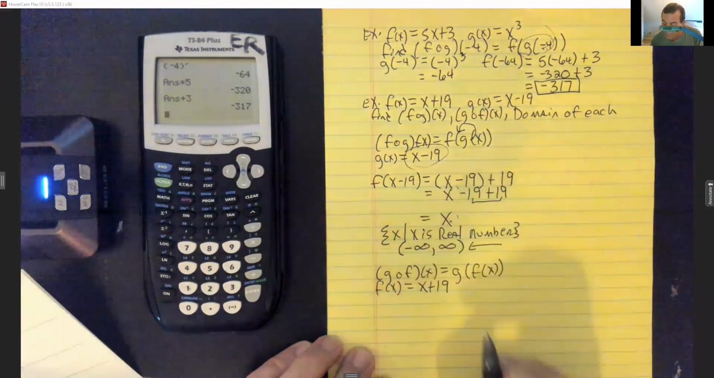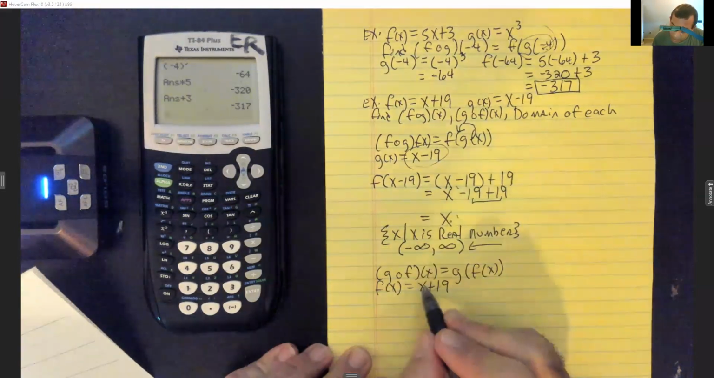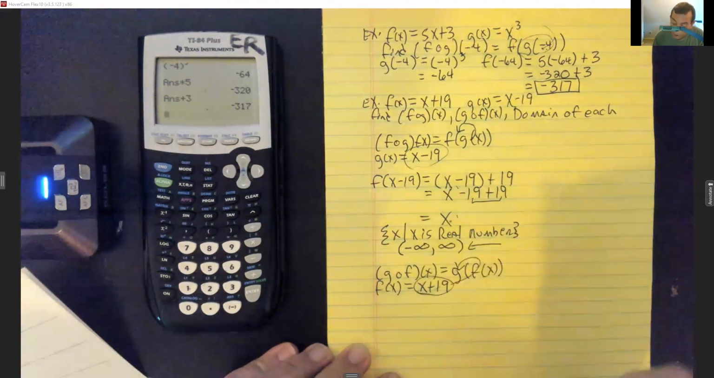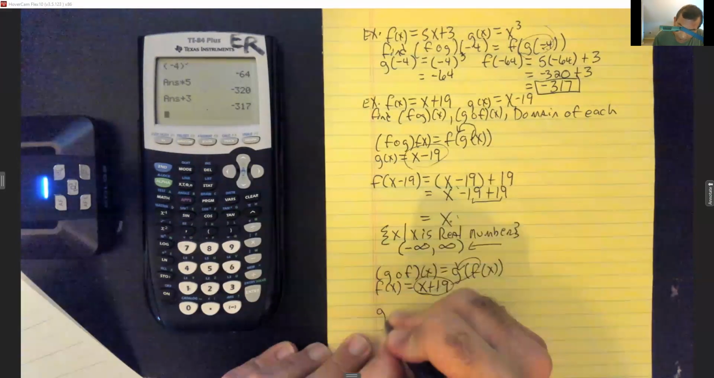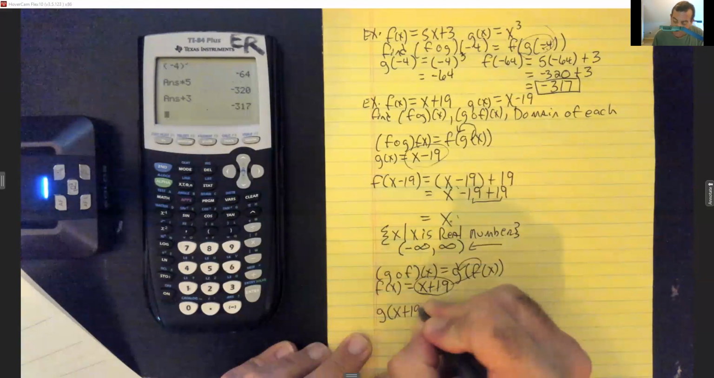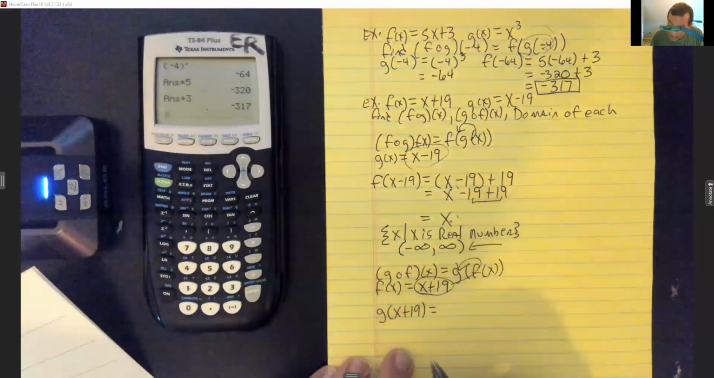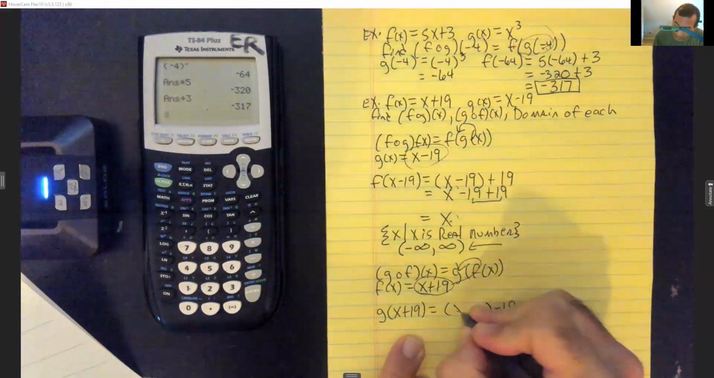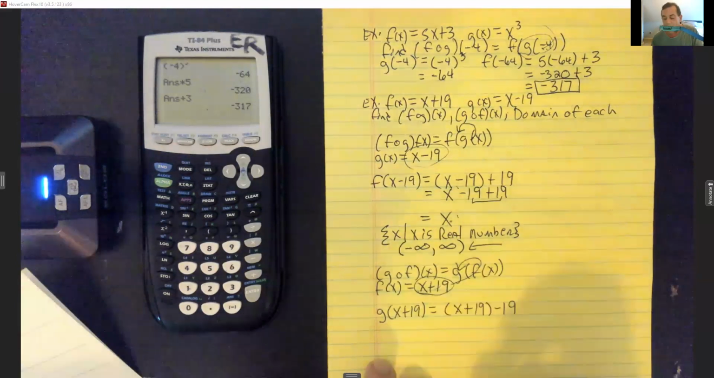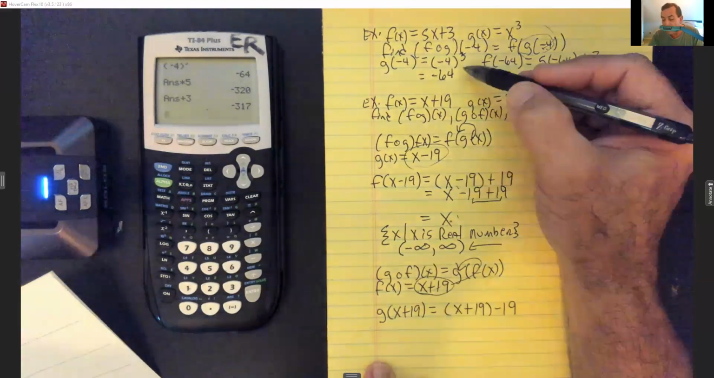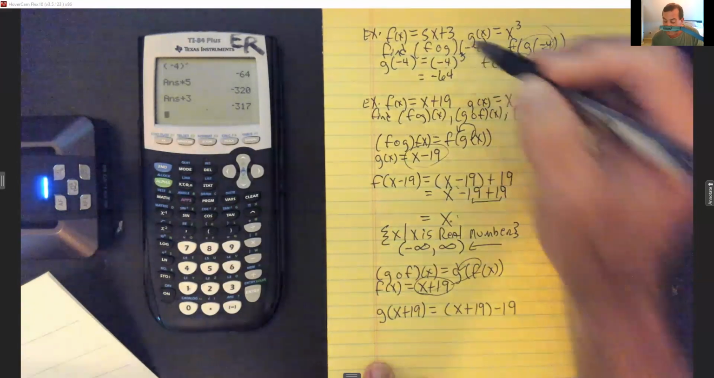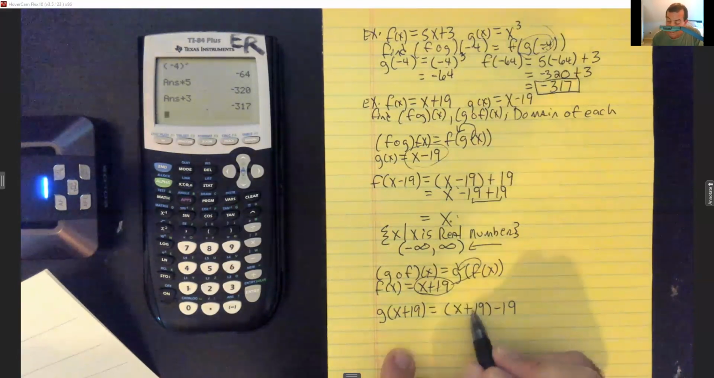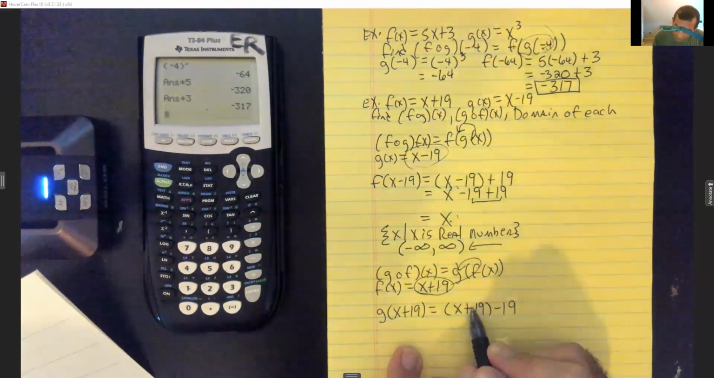So once again, we cannot simplify this, which means since f of x is x plus 19, this whole thing has to go into the g. So I'm finding g of x plus 19. I take my g equation, which is x minus 19, and in place of my x, I put x plus 19. Basically, up here when you had numbers, you were putting numbers into that function. Up here, you've got polynomials that you can't do anything to, so you have to put that whole polynomial into the function. All right, so here we go.